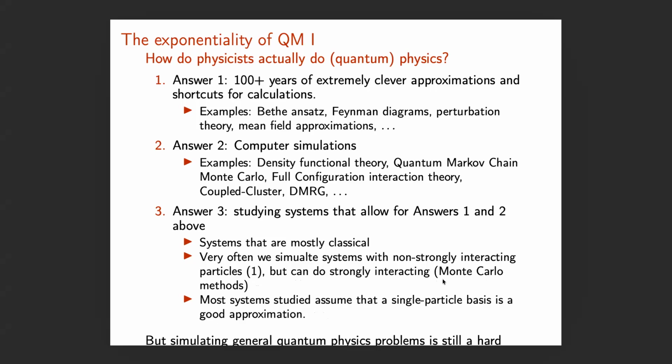But you can actually simulate things with Monte Carlo methods. You can simulate strongly interacting systems, but that's often a little bit more difficult. But nowadays with machine learning and neural networks, you can simulate complicated, strongly interacting systems with quite some success. So you could say that the tools which we have developed over more than 100 years allow us to answer many of the questions which we are interested in.